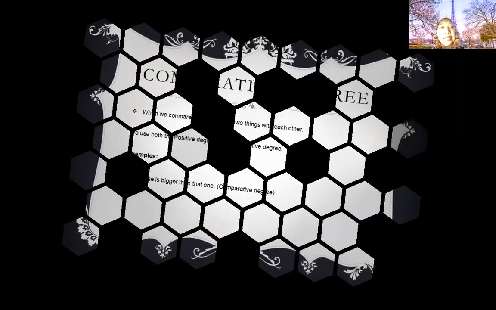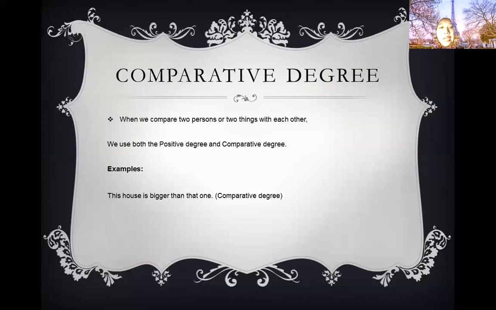Now let's continue with comparative degree. When we compare two persons or two things with each other, we use comparative degree. Example, this house is bigger than that one. So it means that you compare one thing to another, because you would like to compare two persons or two things. Okay, I'll read again the example. This house is bigger than that one. So this is an example of comparative degree.